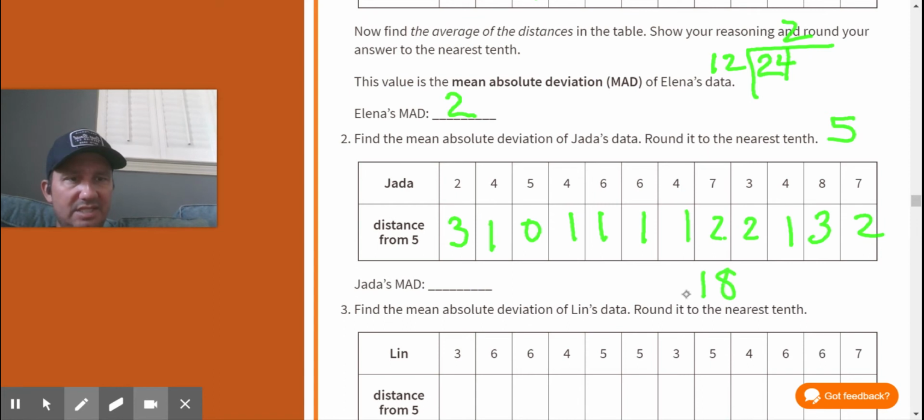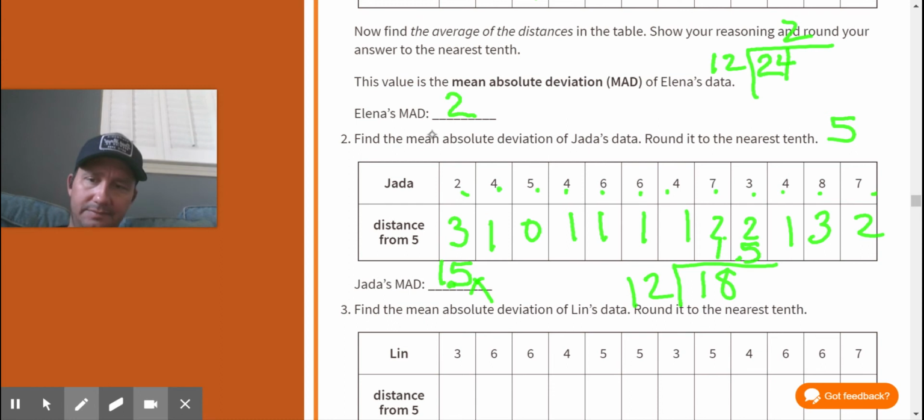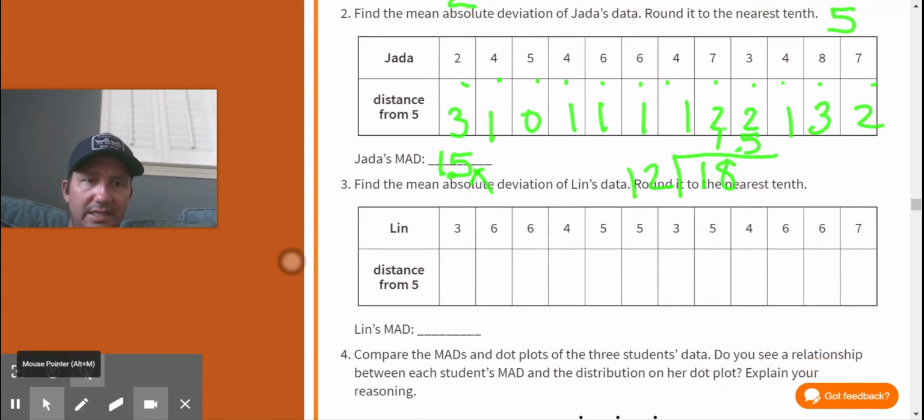So the total deviation is 18, but we have to divide it by the number of data points. 1, 2, 3, 4, 5, 6, 7, 8, 9, 10, 11, 12. That's going to give you 1 and 5/10. So that means Jada is more consistent than Elena. And then last one, Lynn.